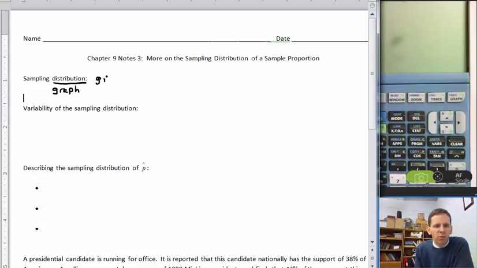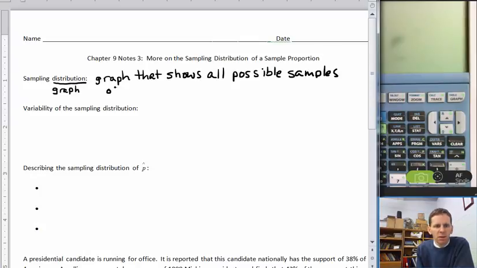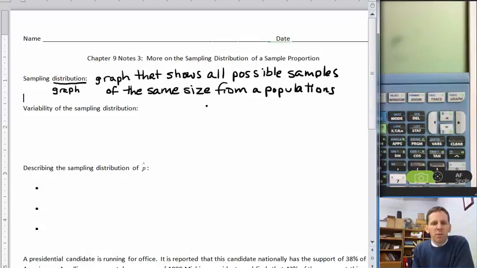A sampling distribution is a graph that shows all possible samples of the same size from a population. The graphs that we've been working with on the sideboard in class, those are examples of the beginnings of sampling distributions. Variability is another word for spread.